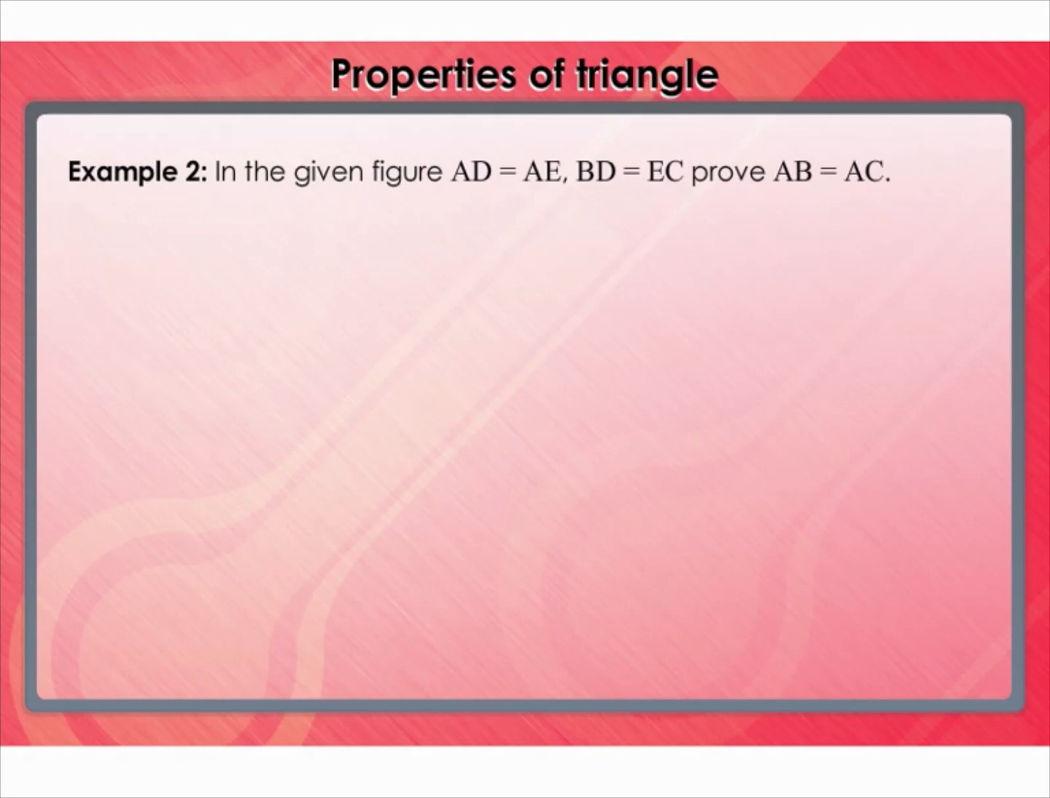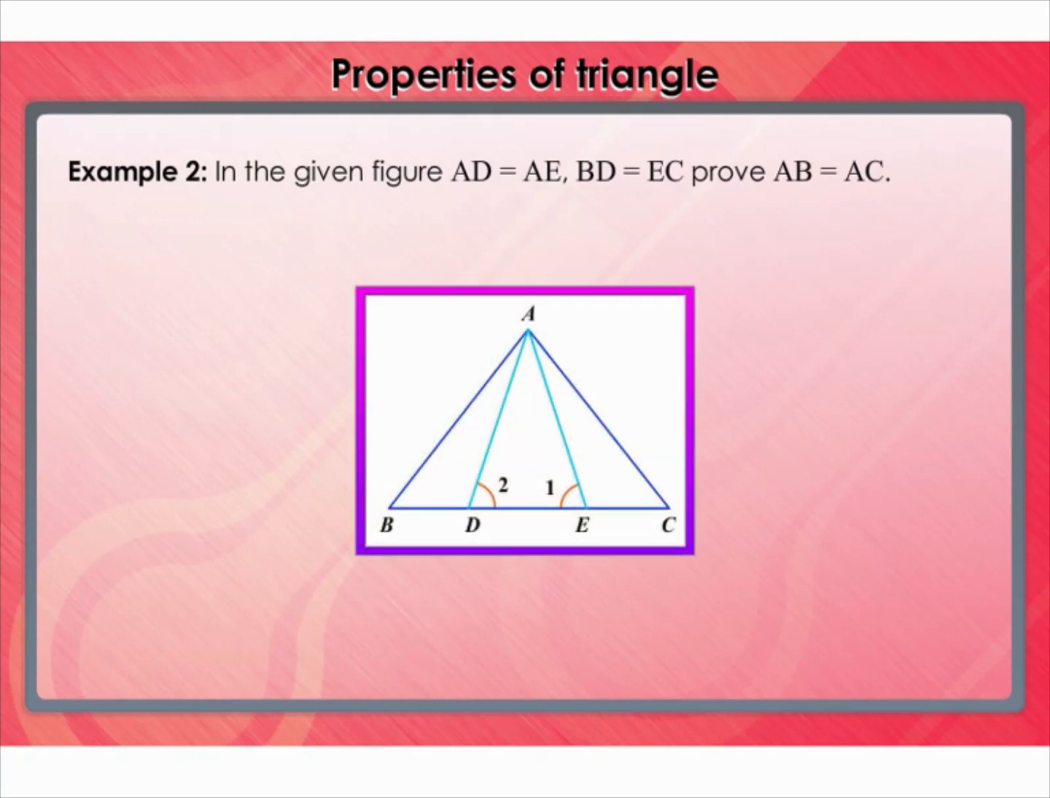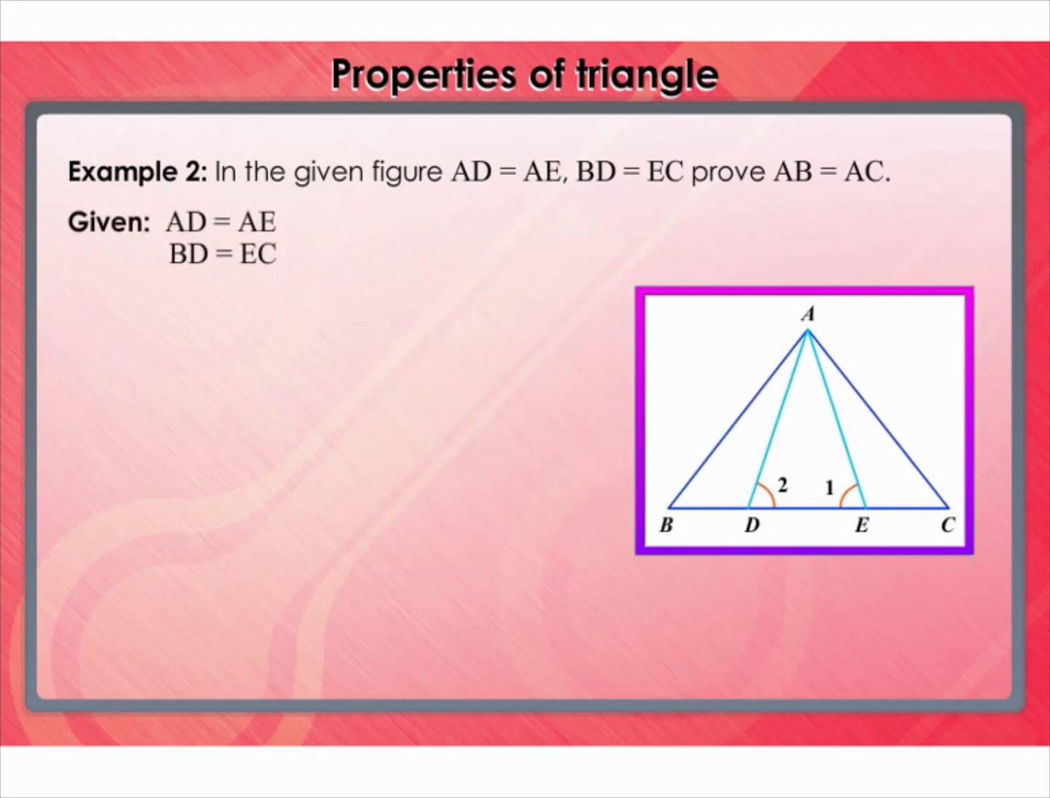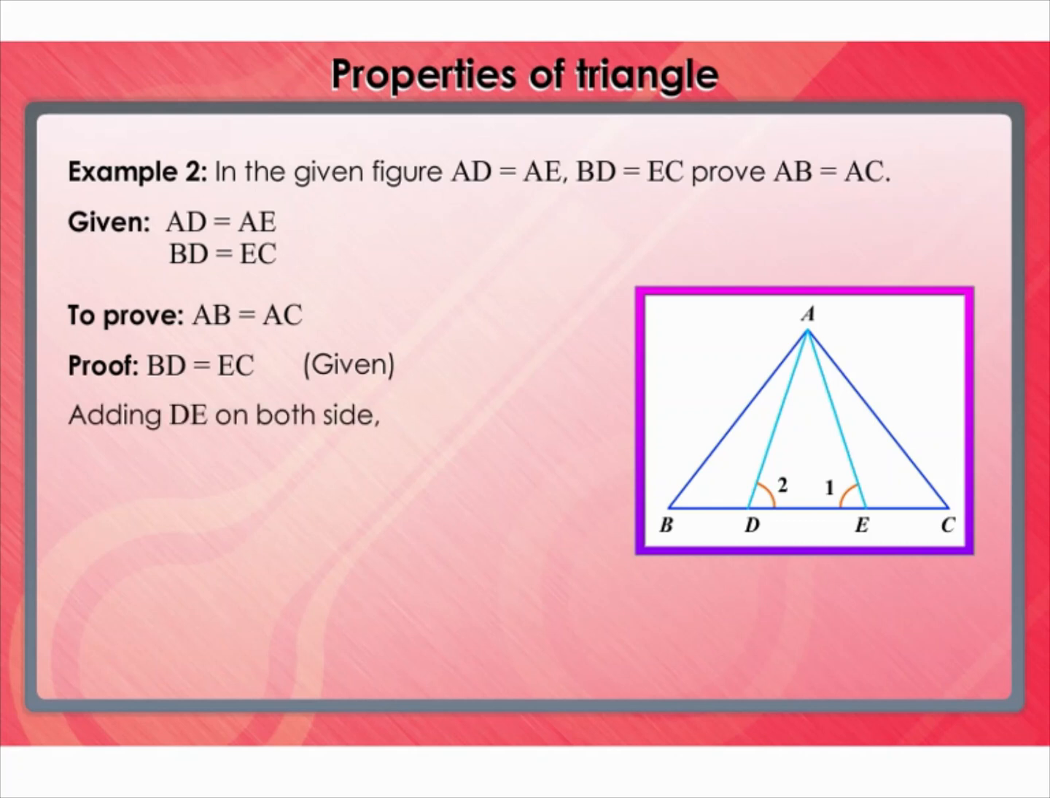Consider the next example. In the given figure, AD is equal to AE, BD is equal to EC. Prove AB is equal to AC. Given AD is equal to AE, BD is equal to EC. We need to prove AB is equal to AC. BD is equal to EC. Adding DE on both sides, we get BD plus DE is equal to EC plus DE. BD plus DE can be written as BE. Similarly, EC plus DE can also be written as DC.